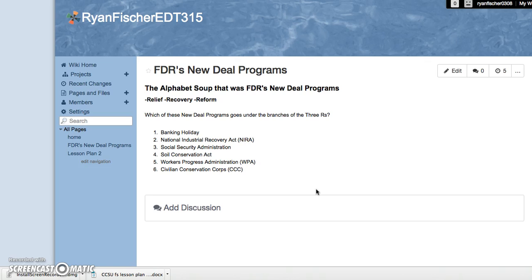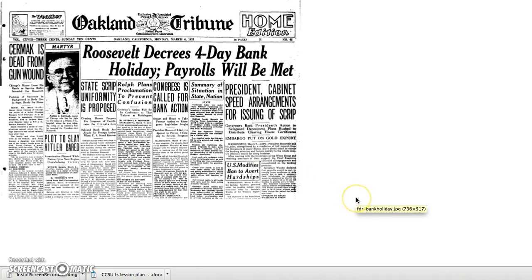If we look into each one of them, first was the banking holiday, where FDR closed the banks for 4 days. FDR closed the banks to prevent people from withdrawing all their money out of the banks. This would definitely hurt the economy because the banks didn't have any money, they couldn't make any investments. And when people heard that we're losing all this money, people decided they had to take their money out because they thought they were going to lose it all.